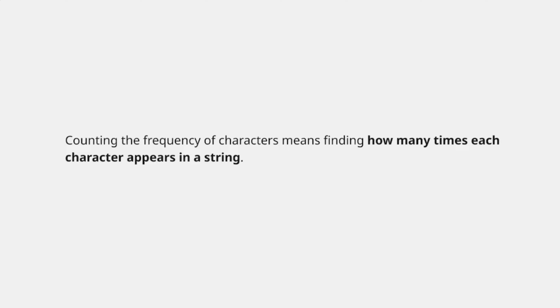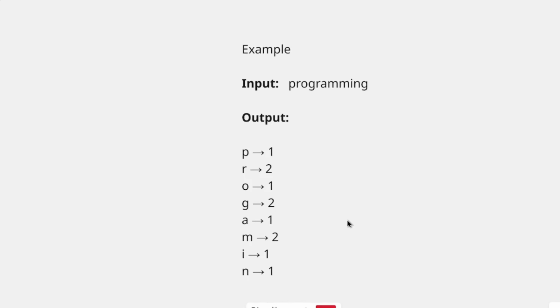I'll explain with an example. So here is an example: we have the string "programming". Our output is each character along with its frequency. In the output, let's take the first character. Our first character is P, right? P appears only one time. In the output, we are showing P appears one time.